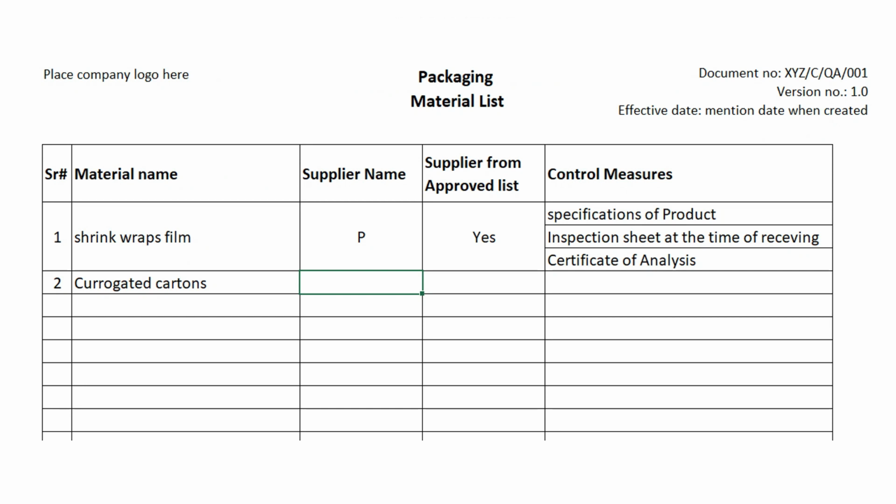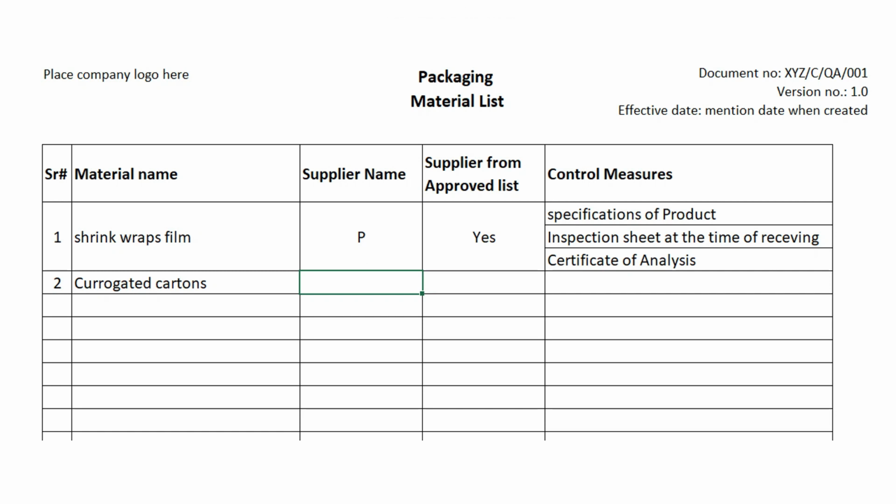Collect all the information about the packaging material that you are using in your processing facility. I just randomly mention some, which are also very usual in every factory. First is shrink wrap film. I mentioned corrugated cartons, like carton box. I mentioned supplier name P, just to identify it easily. P, you need to mention the actual name when you are making the list, and then again supplier from approved list or not.